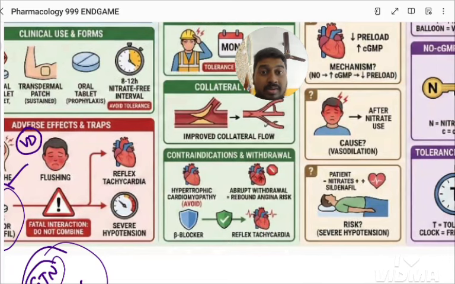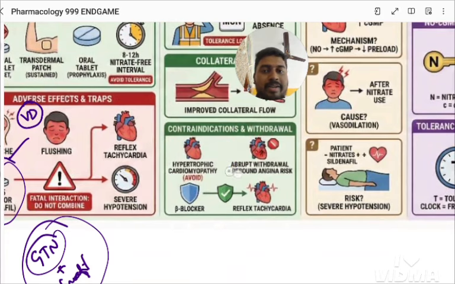Okay, so what are the contraindications? One important contraindication is hypertrophic cardiomyopathy. In HOCM, the output of the ventricles is already narrowed. So when preload and afterload are also decreased because of nitrates, the total circulating volume will decrease abruptly. That's why it is very dangerous to give in HOCM. Second, abrupt withdrawal of nitrates can also cause a rebound risk of angina. So this is also a risk.